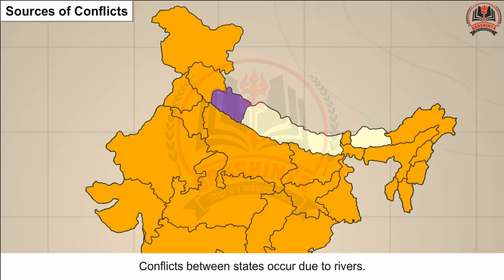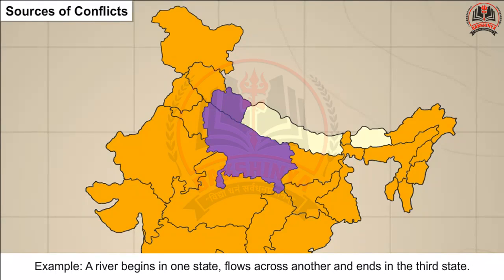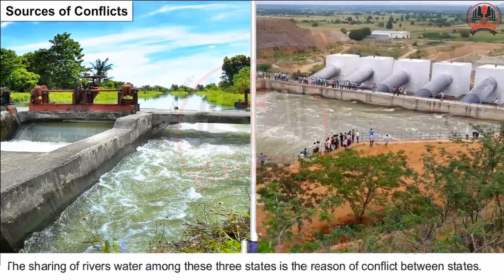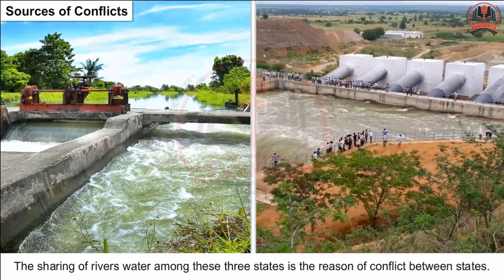Conflicts between states occur due to rivers. Example, a river begins in one state, flows across another, and ends in a third state. The sharing of the river's water among these three states is the reason for conflict between states.